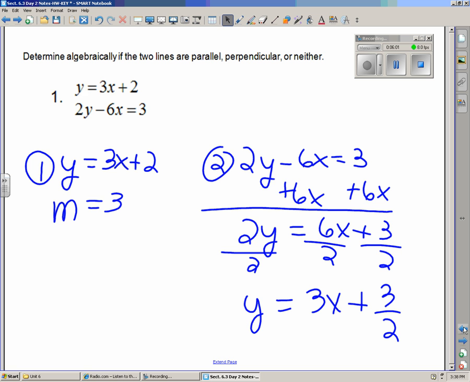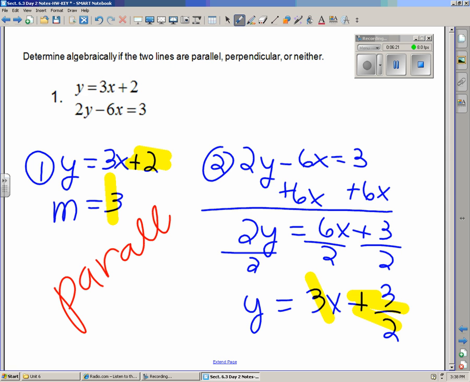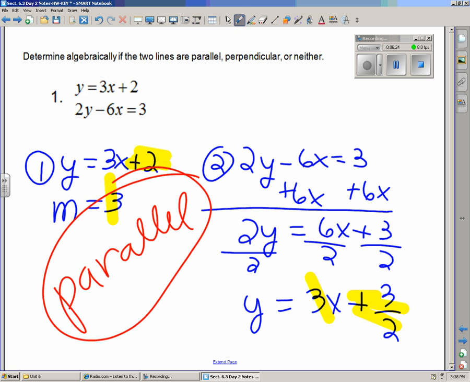Well, let's take a look at our slopes. Positive 3, positive 3. These are the same slopes. Their y-intercepts are different because this y-intercept is a plus 3 halves. This y-intercept is a plus 2. So these guys are definitely parallel. That's our answer. Let's try one more.